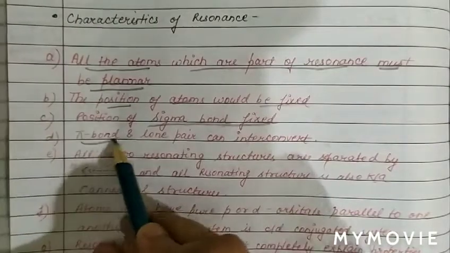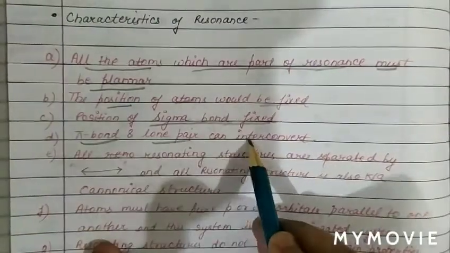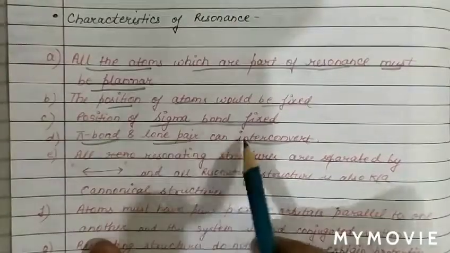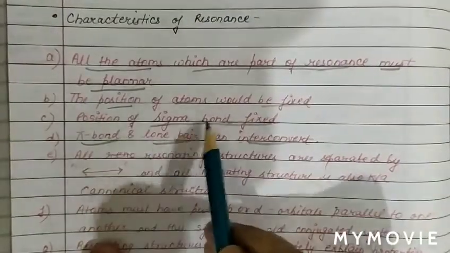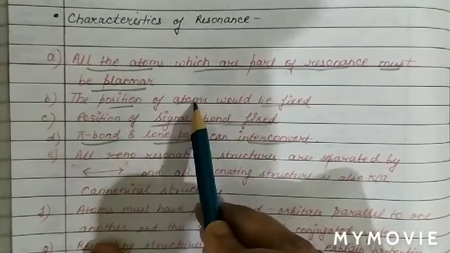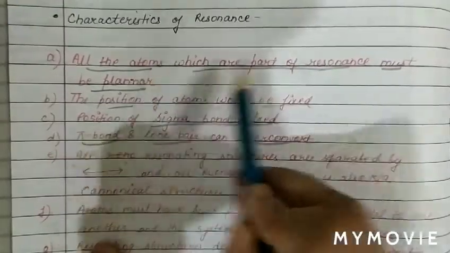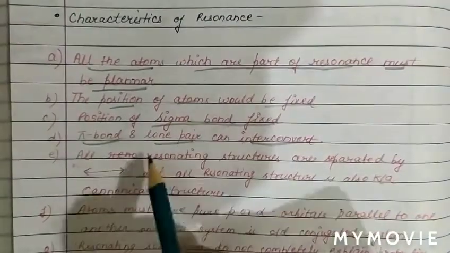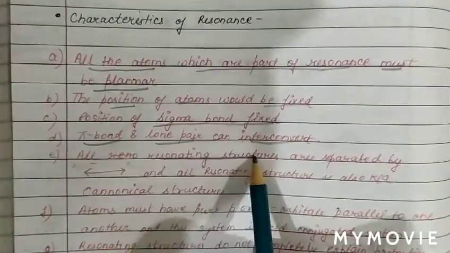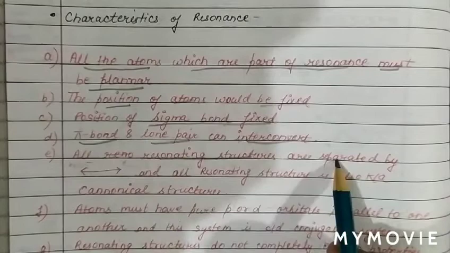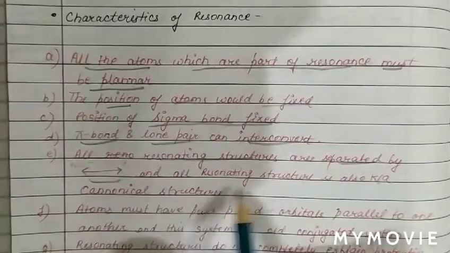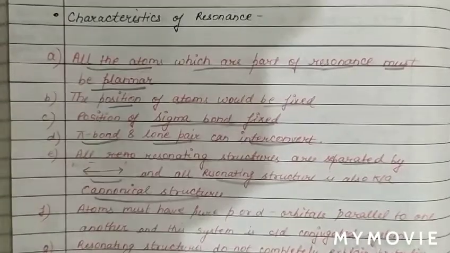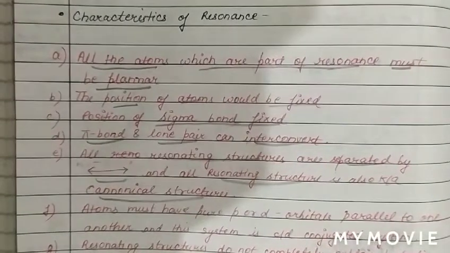So the position of the pi bond and lone pair can interconvert, but the position of the sigma bond is fixed, and the position of atoms is also fixed, and all the atoms which are part of resonance must be planar. Now see, all the resonating structures are separated by this arrow, and a resonating structure we also call a canonical structure.